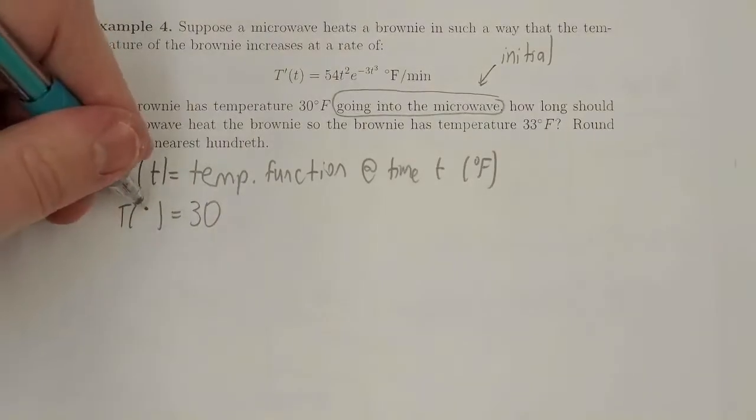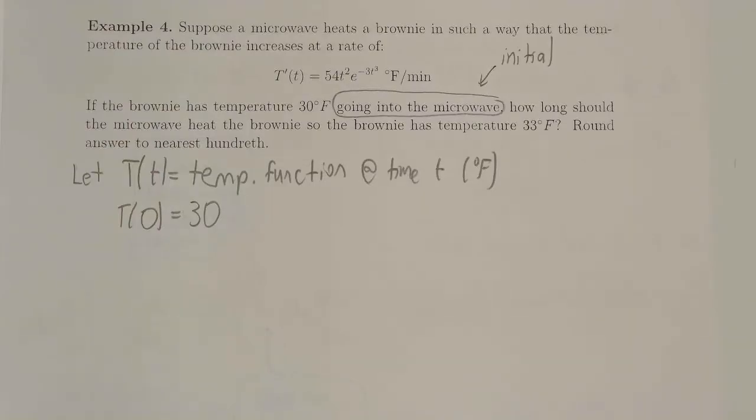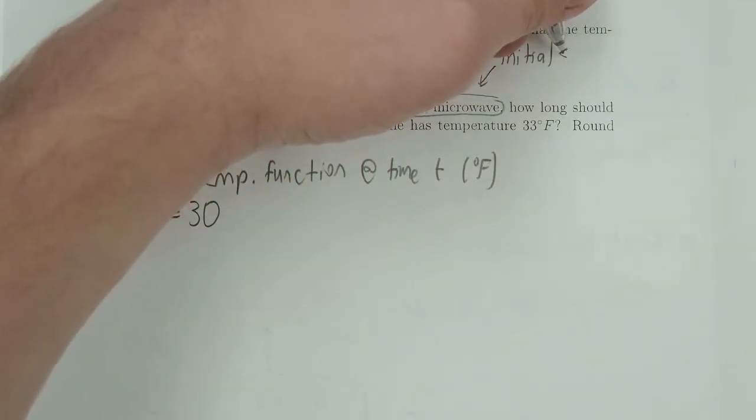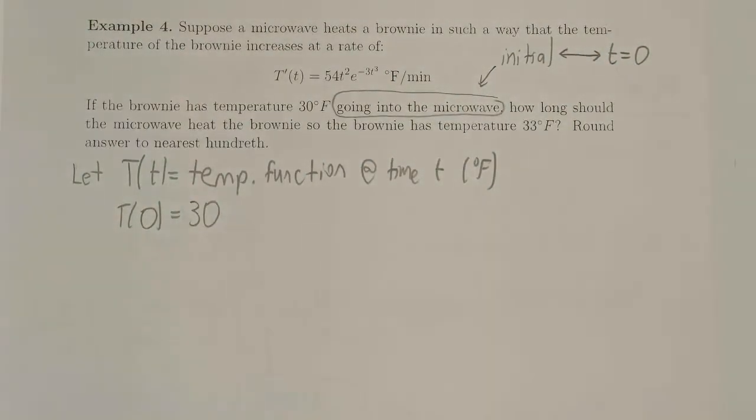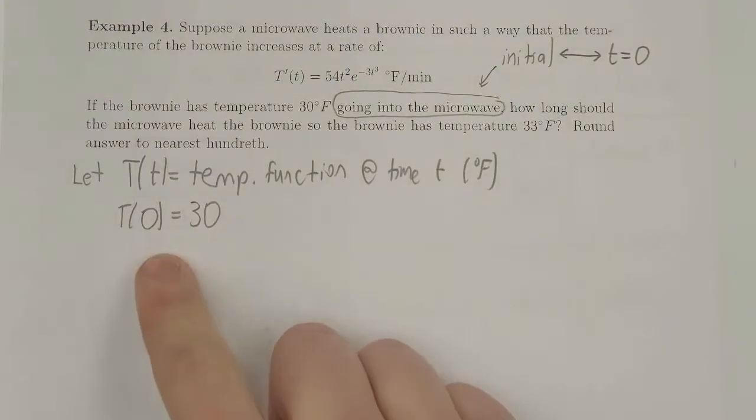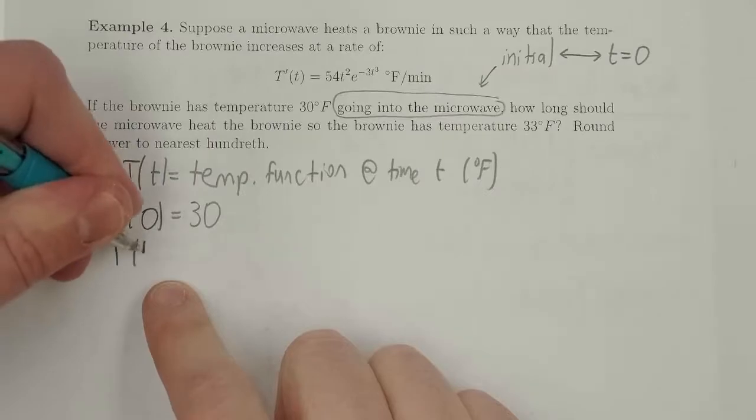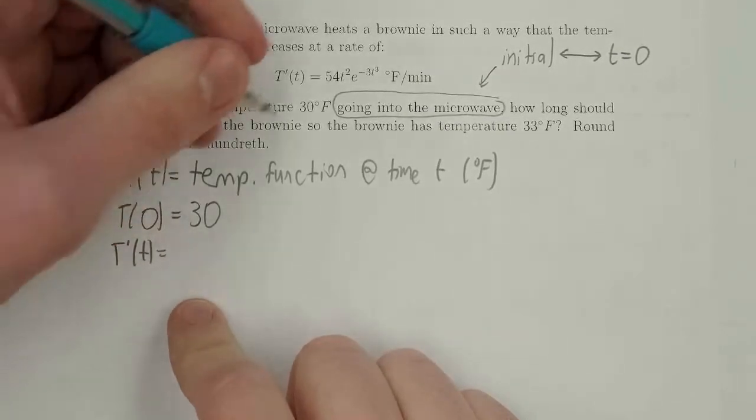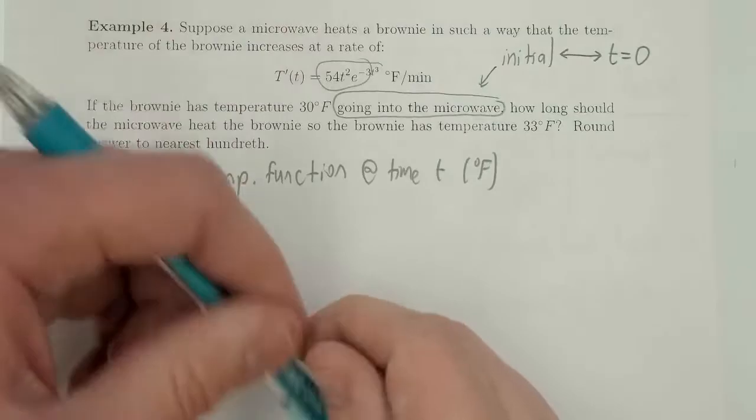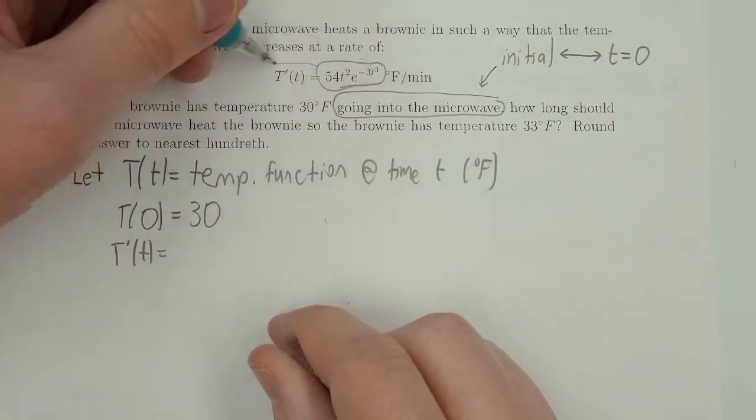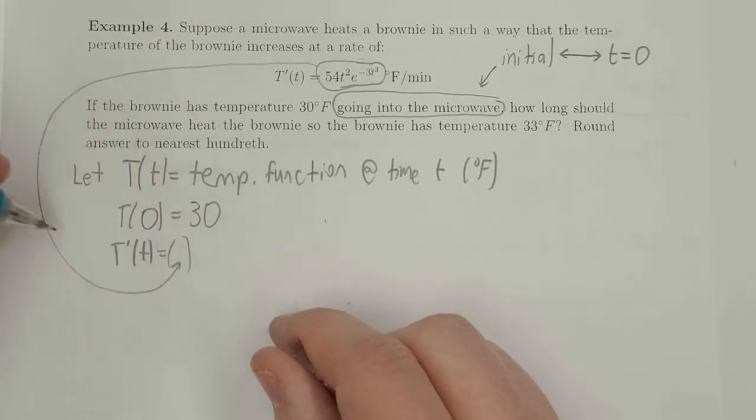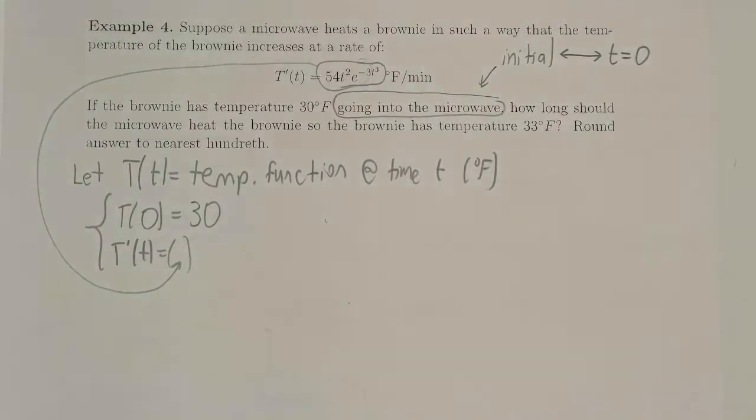So the reason why I kept the word initial in mind is because if you see the word initial, usually treat that to mean t equals 0. Okay? So now that we have that, and on top of that, we still have T prime of t equal to this guy right here. So I'm just going to cheat and do this. Again, it looks like we got another initial value problem now, don't we?